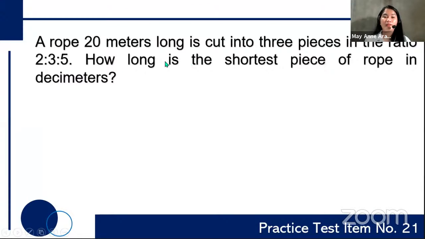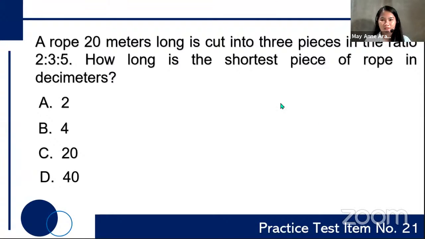Next. A rope 20 meters long is cut into 3 pieces in the ratio 2:3:5. How long is the shortest piece of rope in decimeters? A, 2; B, 4; C, 20; D, 40. Take note, meters ang given, decimeters. Oh, meron tayo agad isang answer. Take note of the conversion, ha? Meters and decimeters. Okay. Shortest piece. So after getting the value of x, we need to multiply pa by 2.